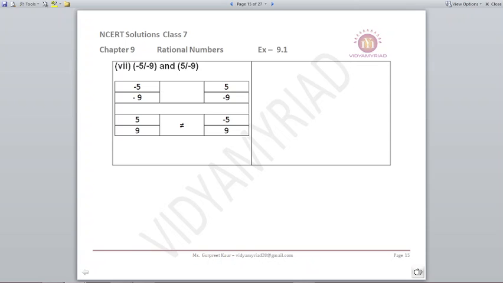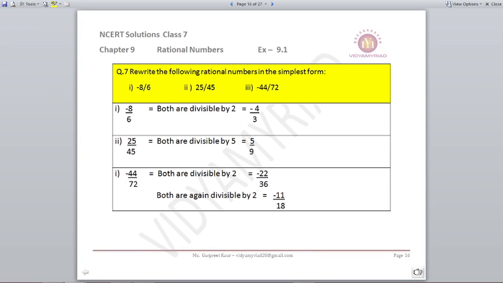Next part, minus 5 upon minus 9 and 5 upon minus 9. Now minus 5 upon minus 9 can be written as 5 upon 9 and 5 upon minus 9 can be written as minus 5 upon 9. So one number is positive and one number is negative, so they are not same.